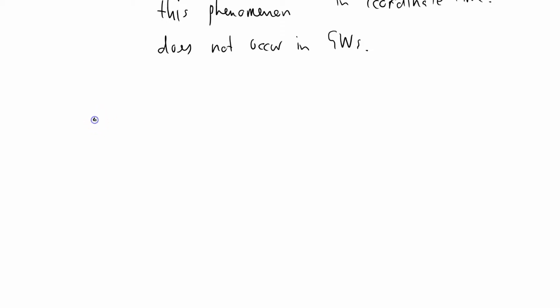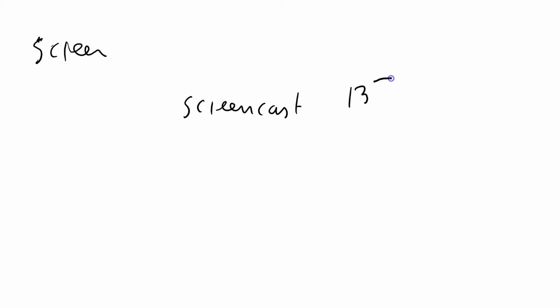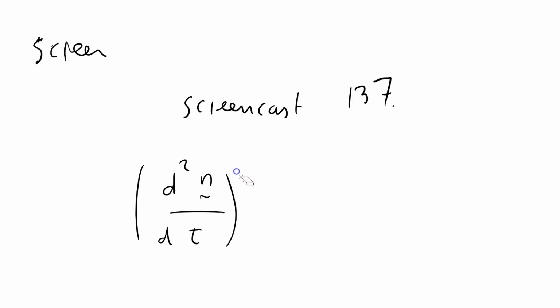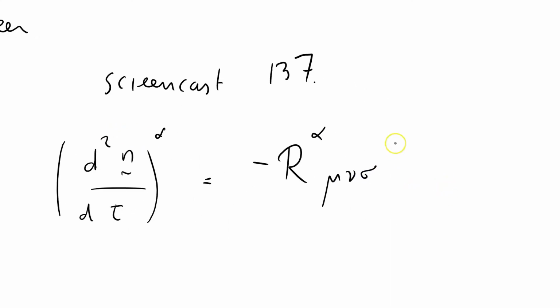Now, all the way back in screencast 137 I think it was, I showed the following formula. d2n by d tau squared, no, it's not squared, let's just get rid of that, component alpha, equals, and I'm writing it out again very carefully because there are lots of different sign conventions and I want to make sure I've got it right. Sigma, u, mu, n, mu.